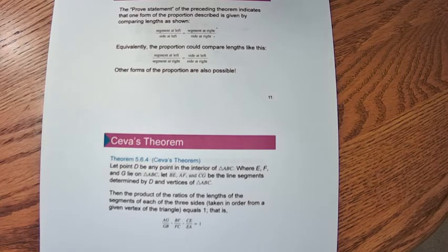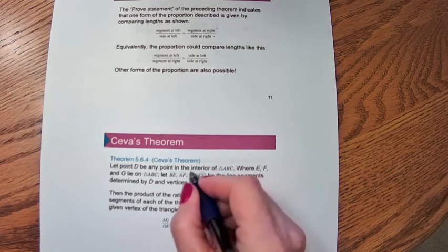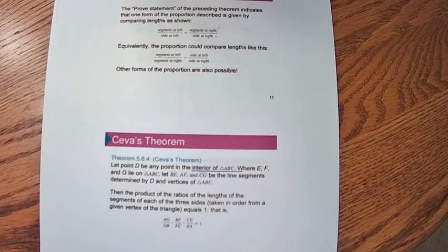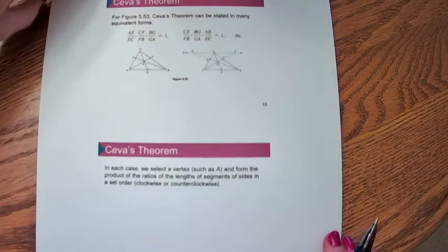And then we're going to end with Ceva's theorem. Ceva's theorem has to do with any triangle and a point on the interior of the triangle. That's going to set up segments where the proportions multiplied, or I should say the ratios multiplied, will equal 1. They have to be taken in order. You go around left to right or right to left.